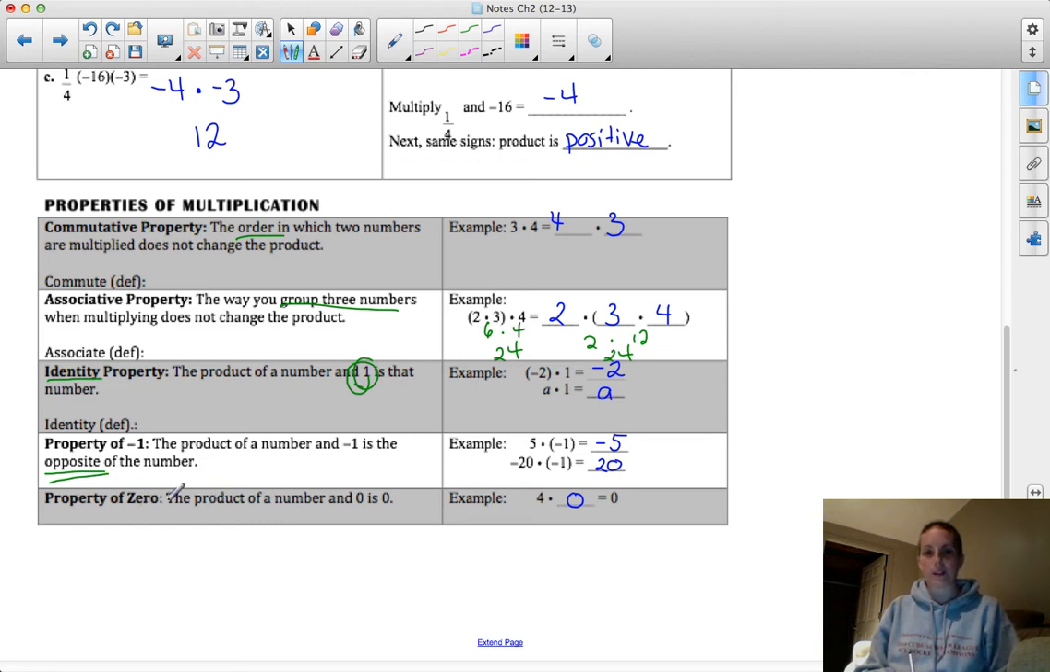The property of 0, we are pretty familiar with the fact that when we take a number and we multiply by 0, we get 0. So those are those properties of multiplication. They're memorization facts, and they will be tested as vocabulary.